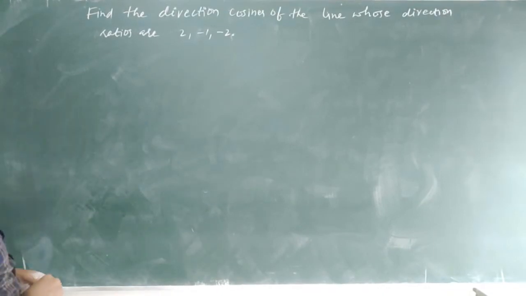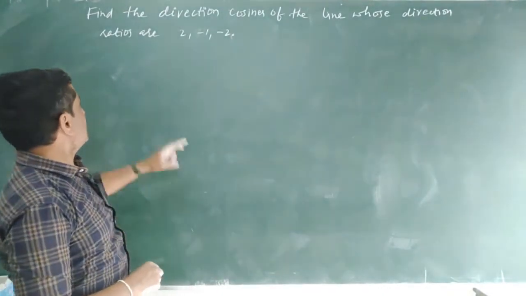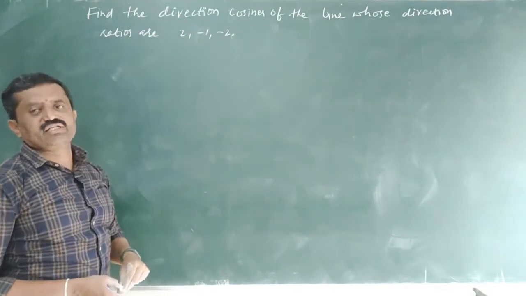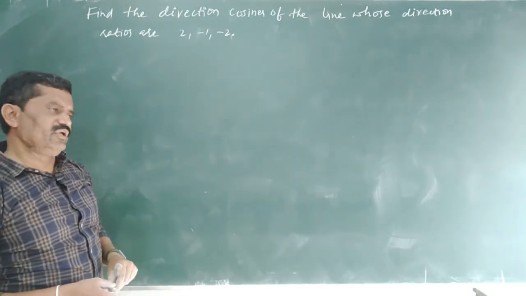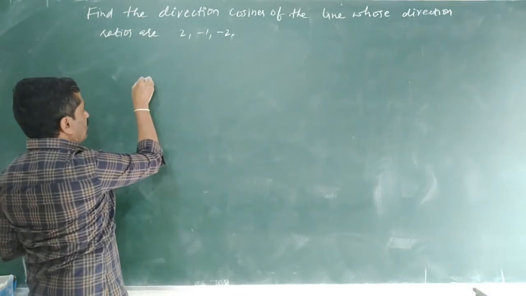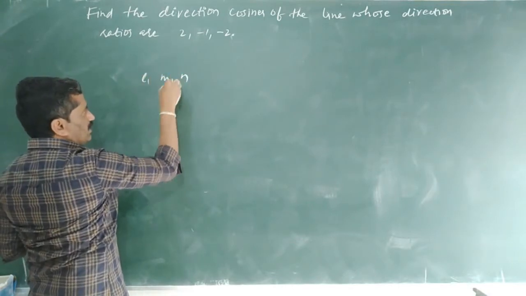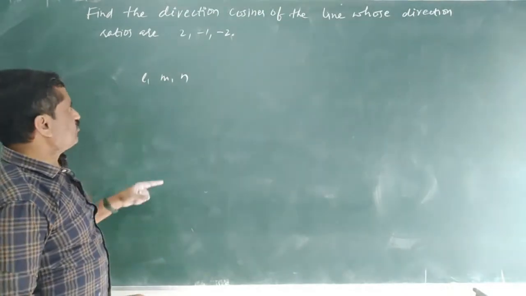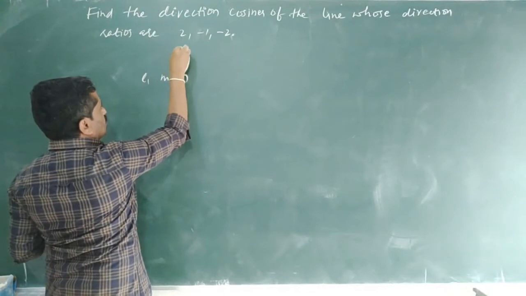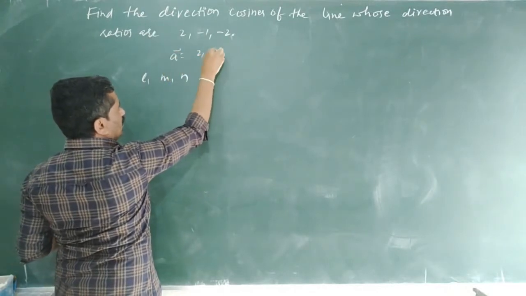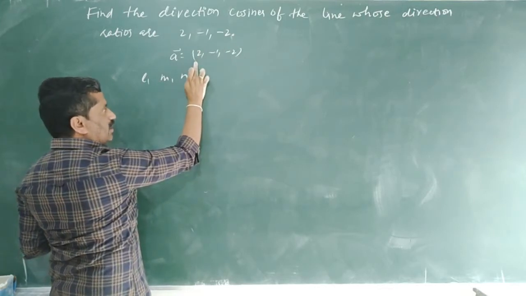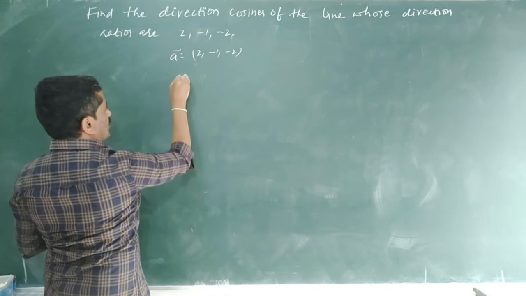Next, find the direction cosines of the line whose direction ratios are 2 comma minus 1 comma minus 2. So it has given direction ratios, so then we need to find direction cosines. So what are direction cosines? That is we have L comma M comma N. So to find that we need to find what? Magnitude of A bar. So let A bar be equal to 2 comma minus 1 comma minus 2. So these are called as what? Direction ratios. Therefore we need to find magnitude of A bar.